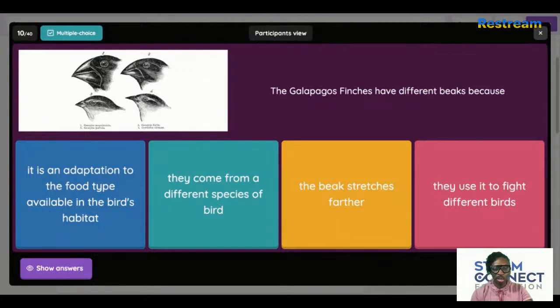That's correct. It's all about feeding purposes. So all those birds eat different types of seeds or different types of food within the habitat, which means they need to have a specific type of beak to meet their need for feeding. Very good.